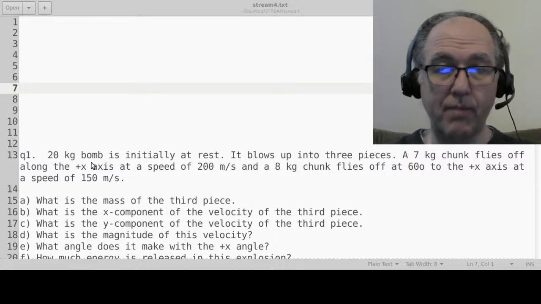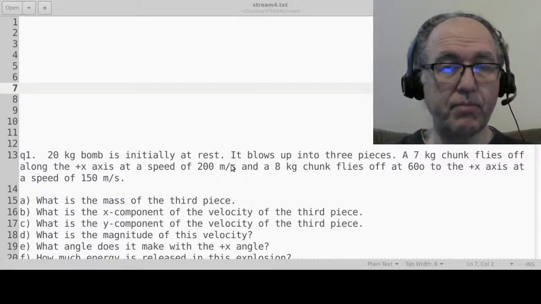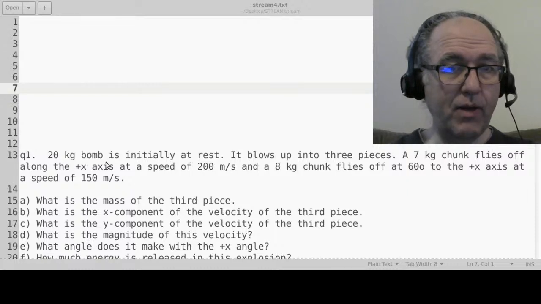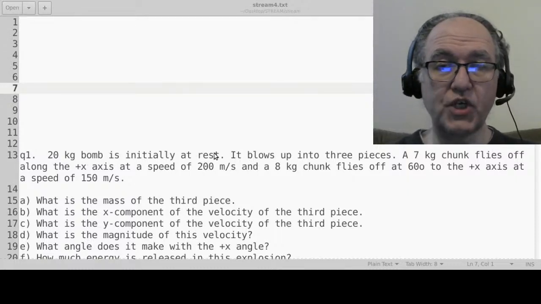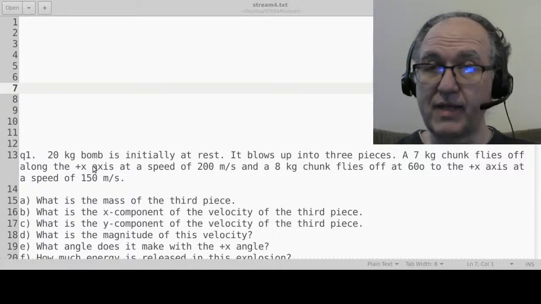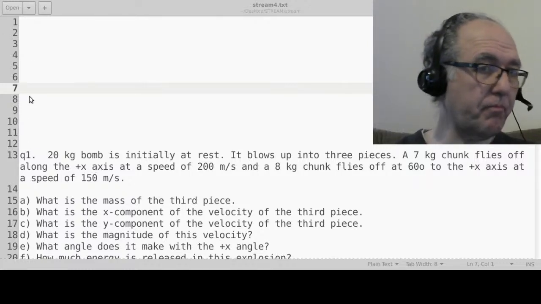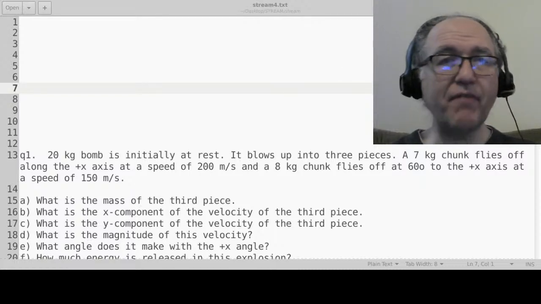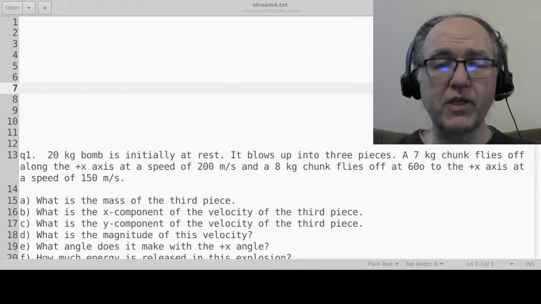So we have a 20-kilogram bomb, and it's initially at rest, okay? I didn't say it's at the origin, but you can assume that it's at the origin because you get to put the coordinate system wherever you want. We'll assume that this 20-kilogram bomb is just sitting there at the origin, and it blows up into three pieces. The first piece is a 7-kilogram chunk, and it's going to fly off along the plus x-axis. I should probably bring up my graphics program. I don't think we have to draw this one. We might. I take it back. We'll draw this one in just a minute.